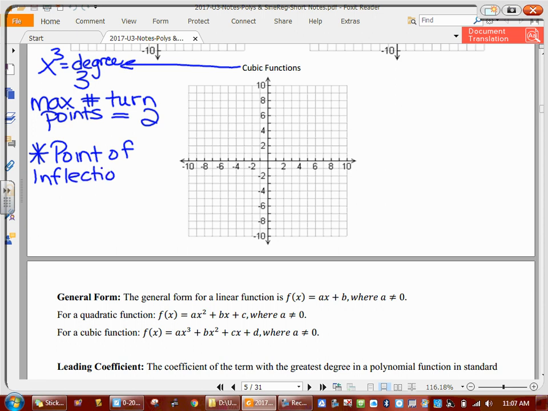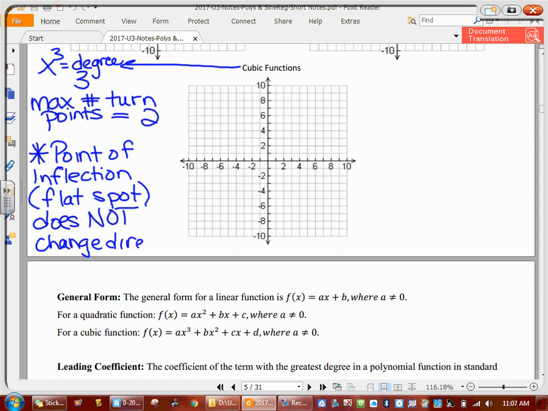And this is a flat spot on the graph. This is where it does not change directions. An example of that would be if I take an increasing function, I go up, up, up, and then I go to a flat spot, and then I continue to go up. This would be considered my flat spot. That is my point of inflection.